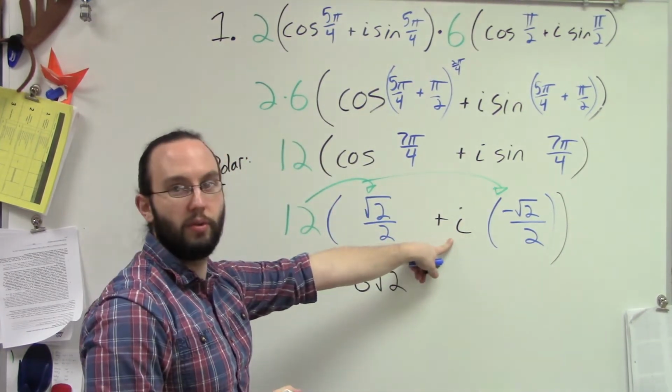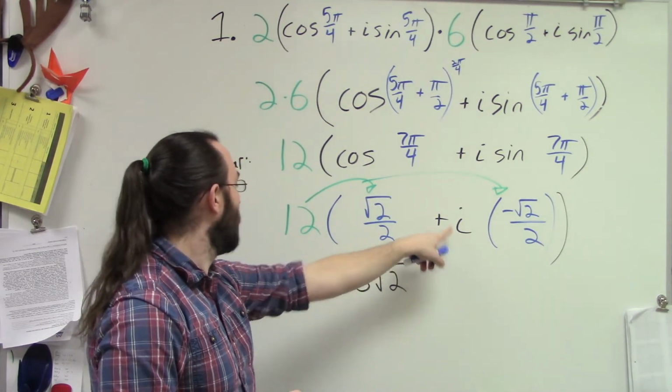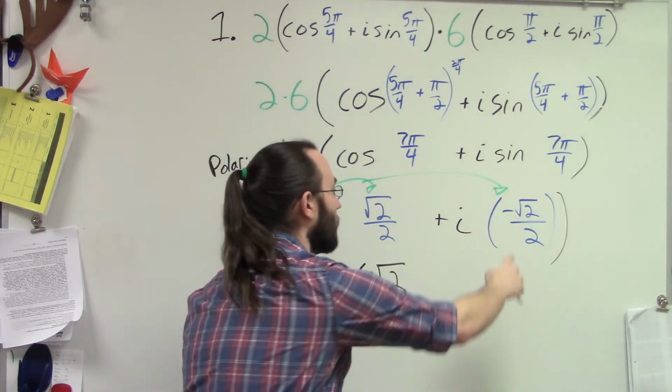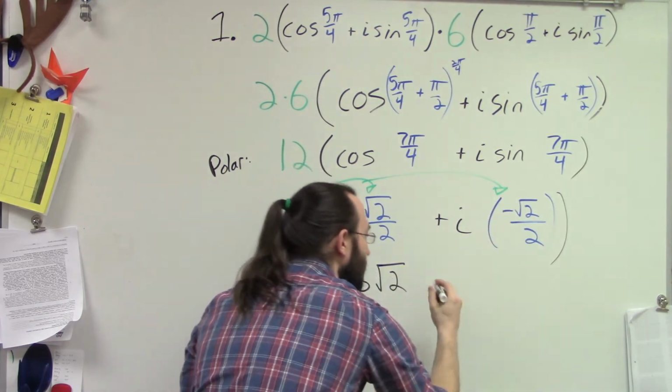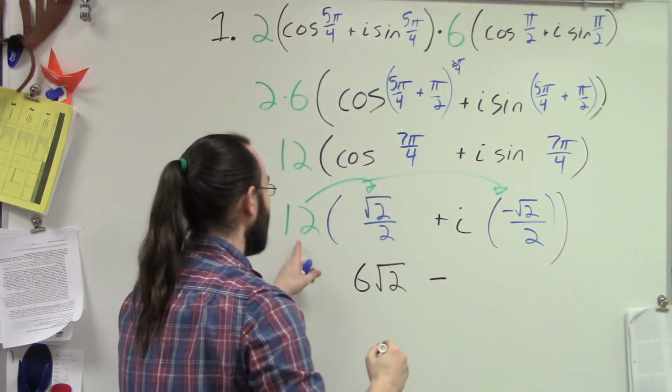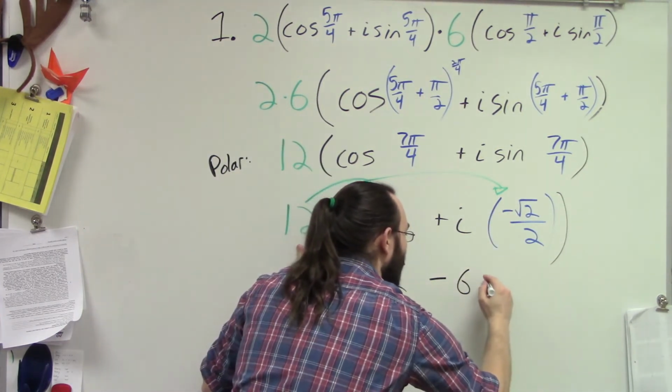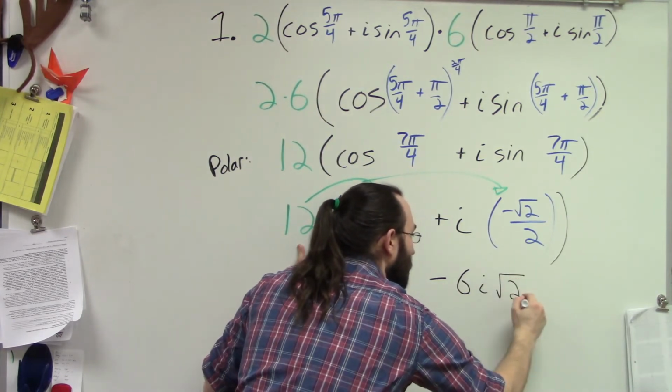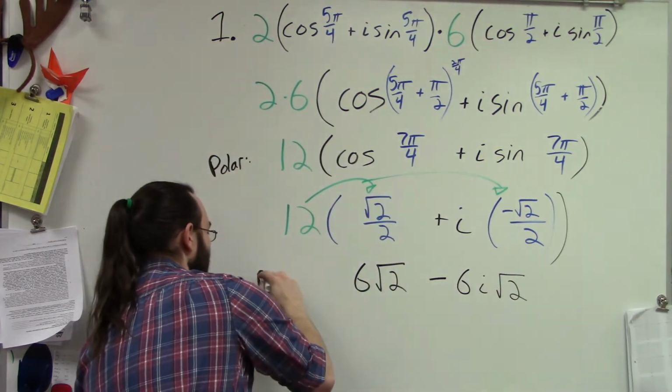And then we don't want to lose that i in the second part. We'll have 12 times that second term. Note there's a negative here, so we can go ahead and just make that a negative 6i root 2. And again, that is our rectangular form.